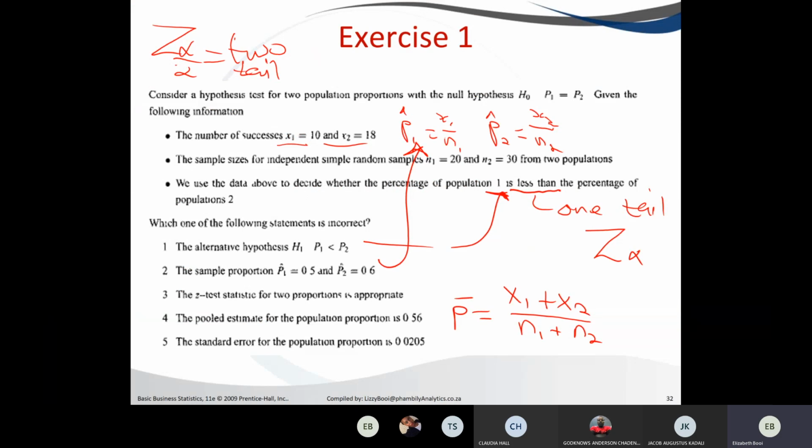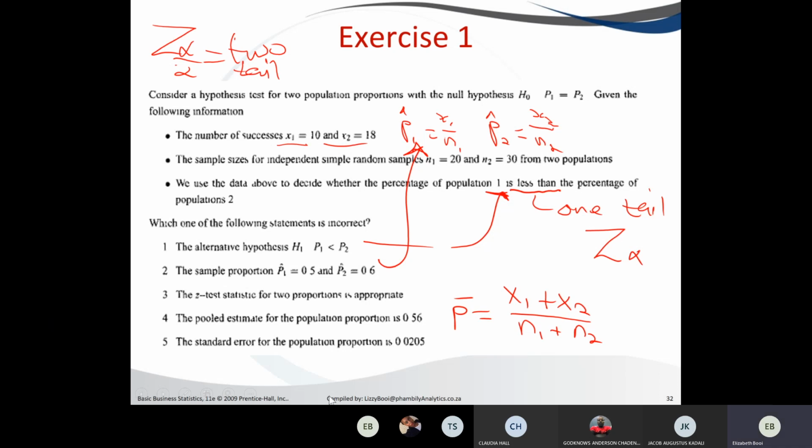Luckily, on this one, they're not asking you to make any decision. If they ask you to make the decision, you go find the critical value on the Z table. And because you will be using the one tail table, you go find that value.